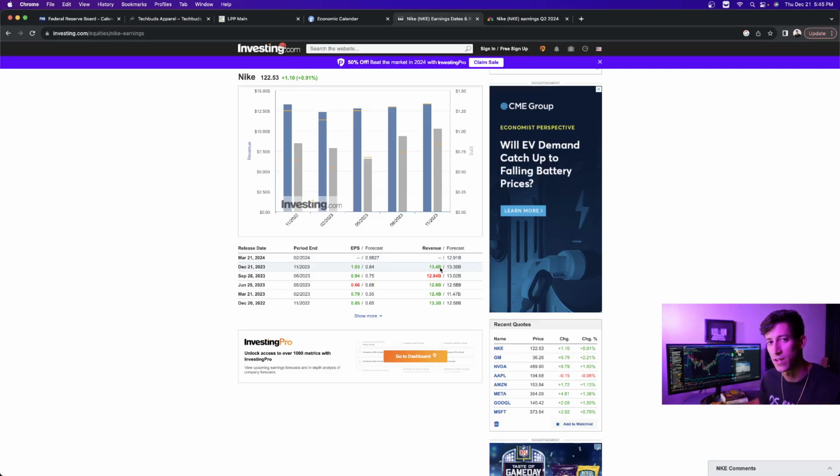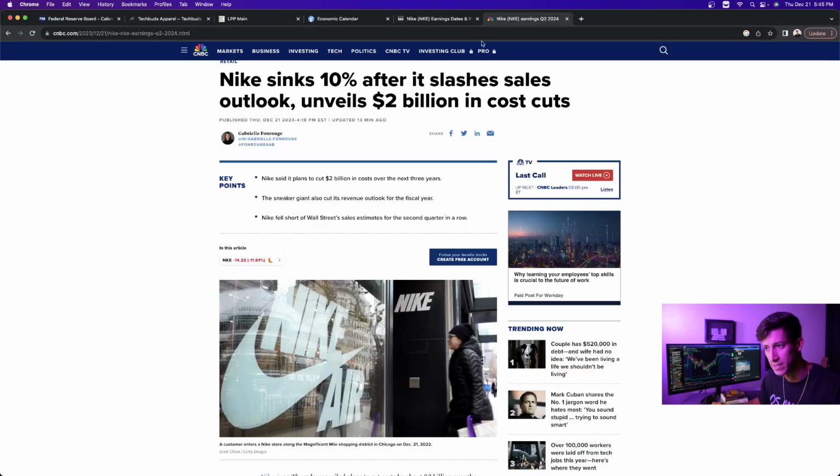I've said this once and I'll say it again. It's not so much even about its previous quarter, but also its guidance for upcoming quarters that is often viewed to be most important. So why did it sell off? Nike said that it plans to cut $2 billion in cost over the next 3 years.